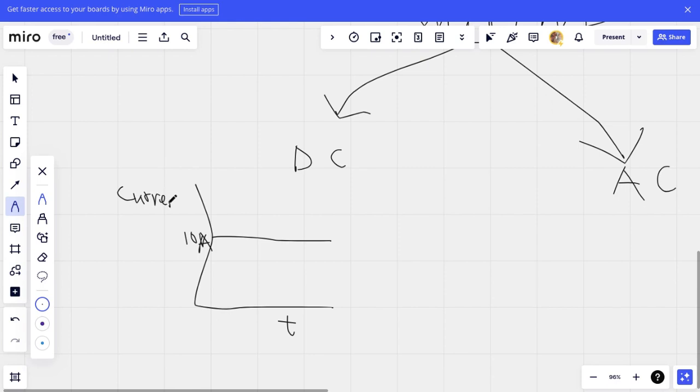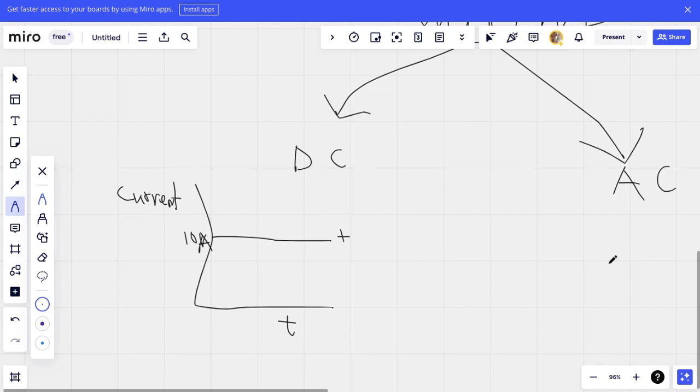The value is constant. The value does not change, does not fluctuate. So it just says direct. If it's a positive value, just like positive 10 ampere, that's a direct current.